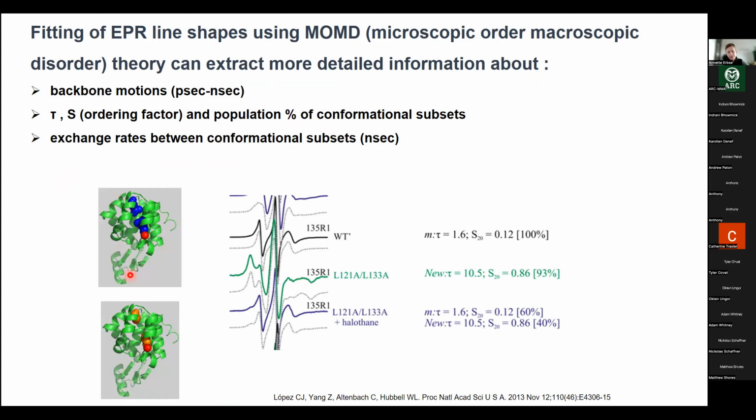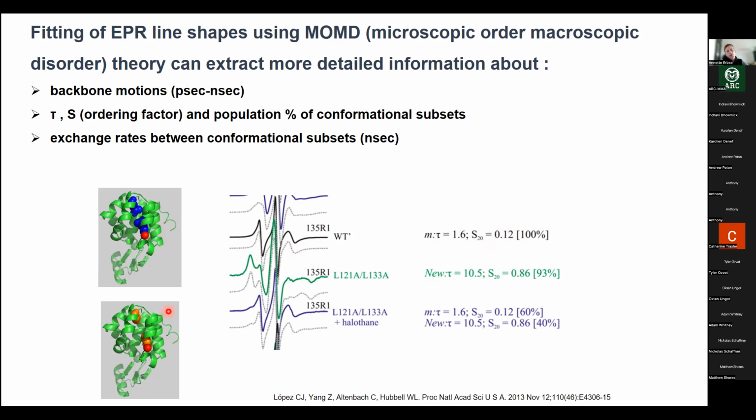This is myoglobin, labeled in position 135, which is an exposed loop. You can see here in black the wild type spectrum, and it's an exposed loop, and the spectrum clearly shows this. If you do the fit, the dotted line underneath here, it gives you an apparent rotation correlation time of 1.6 and a really low ordering factor, indicating that this is moving around as freely as possible.